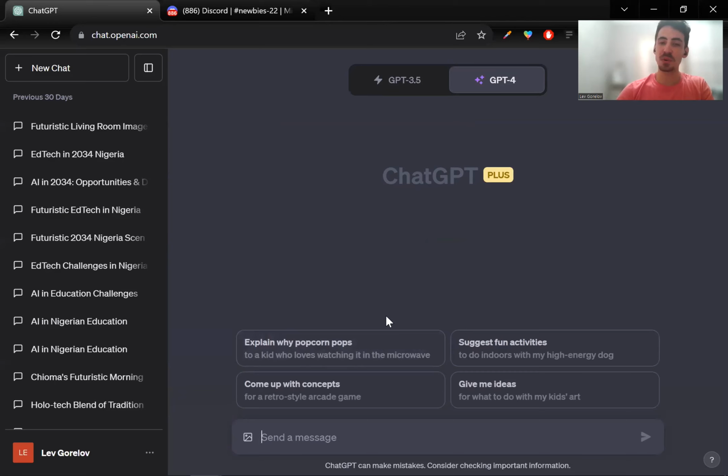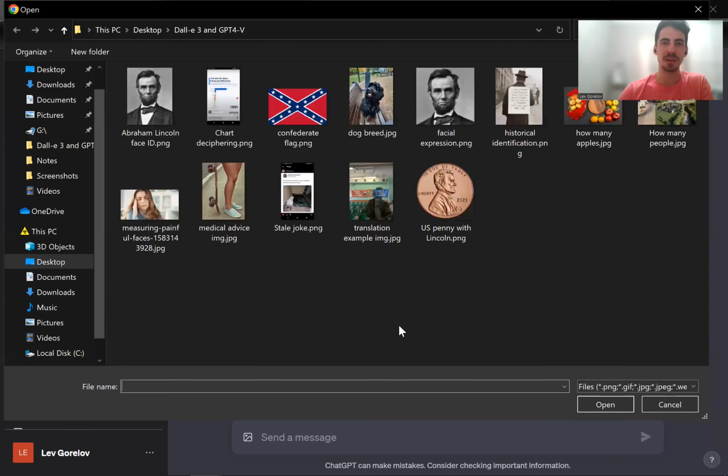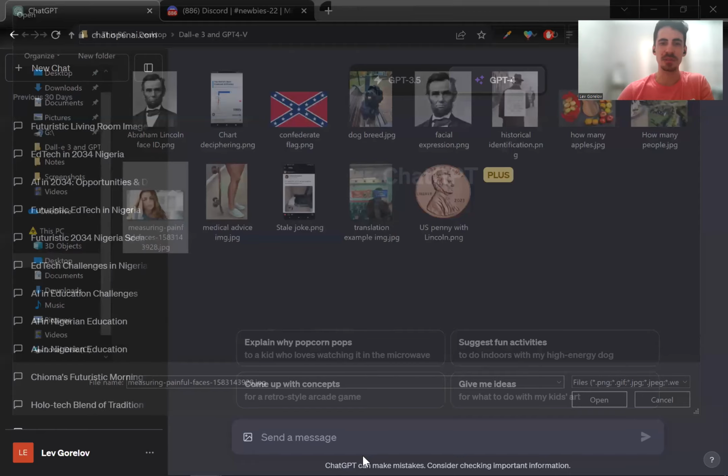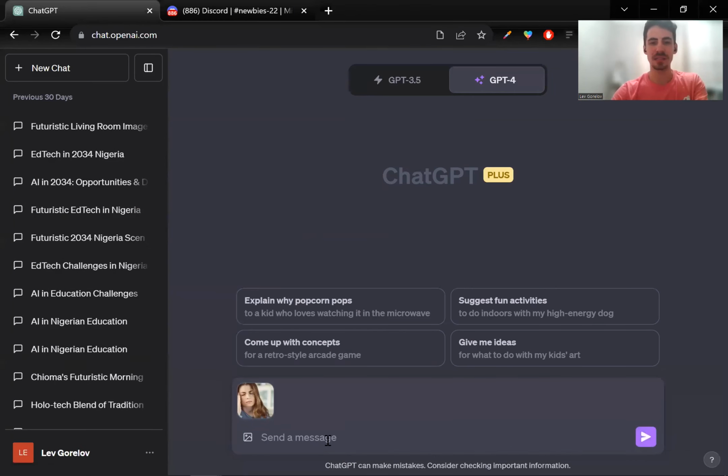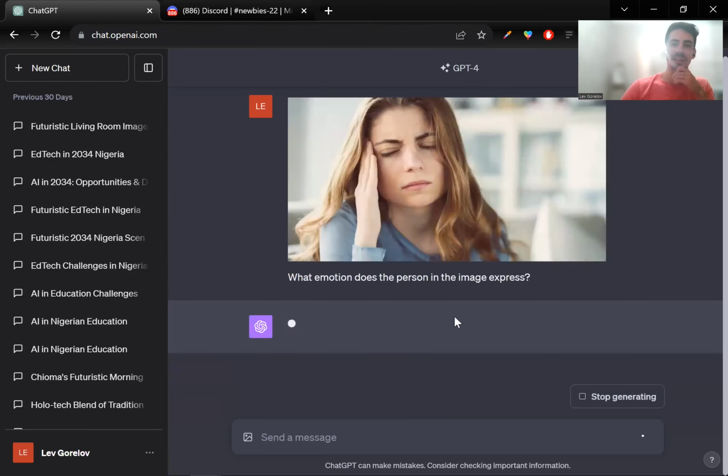All right, so GPT-4 refused to identify faces and the people behind the faces, but let's see if it can identify emotions behind faces. So I'm going to upload this image of a woman in pain and say, what emotion does the person in the image express? Let's see if it'll correctly identify that this person is in pain or perhaps in thought. Let's see which one it chooses because it is open for interpretation.